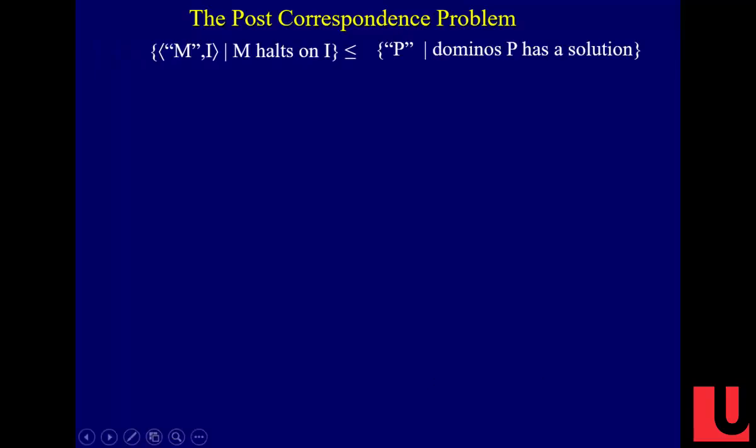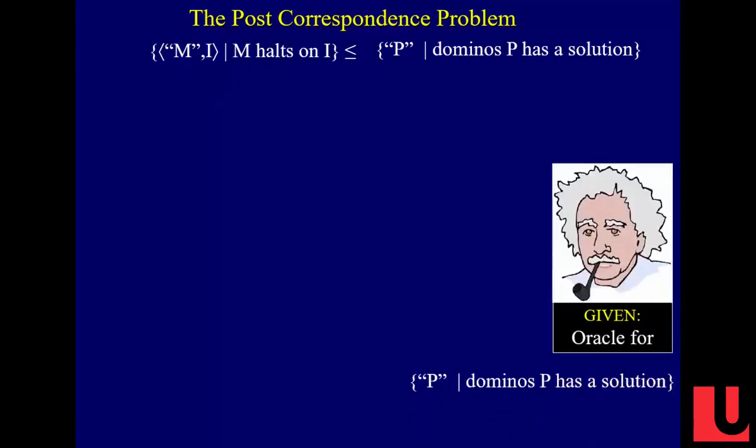So here, we're trying to do a reduction. We're trying to prove that the domino problem is undecidable. And how do we do it? We prove that it's harder than the halting problem. Right? And what does the reduction look like?